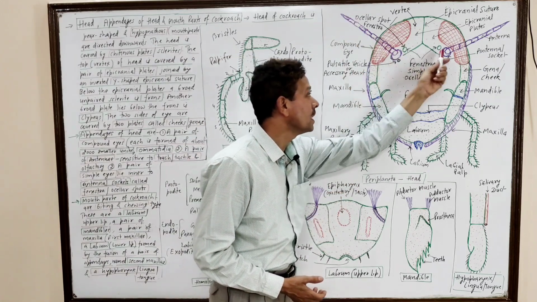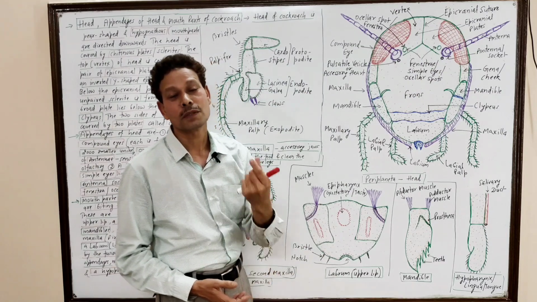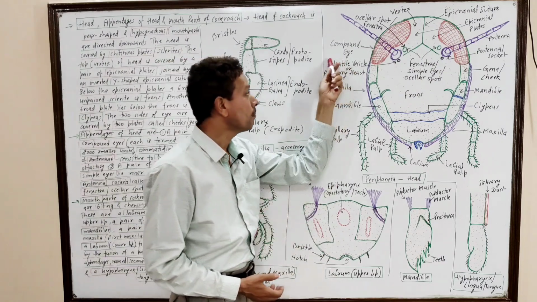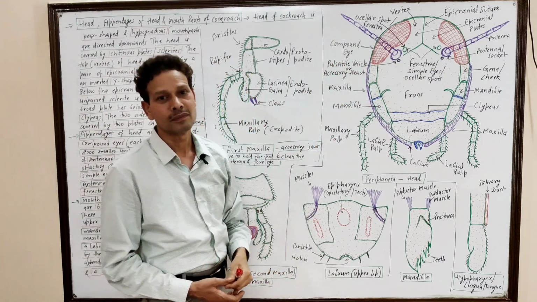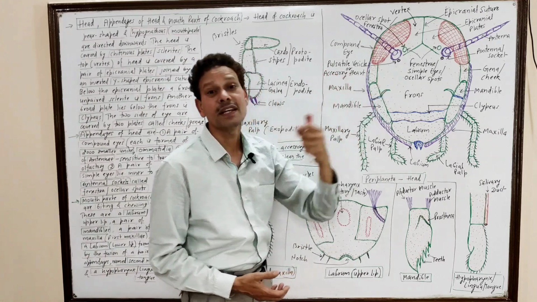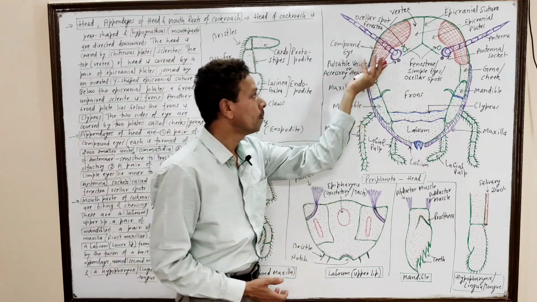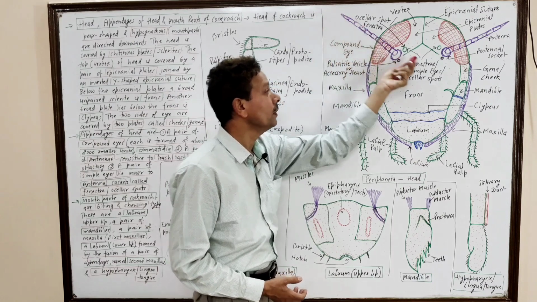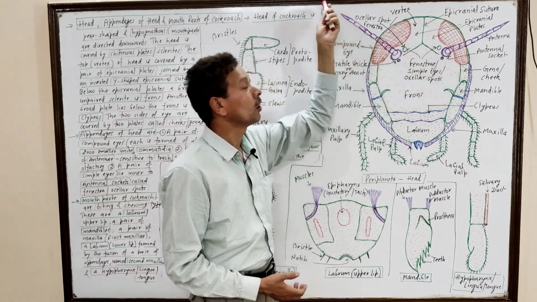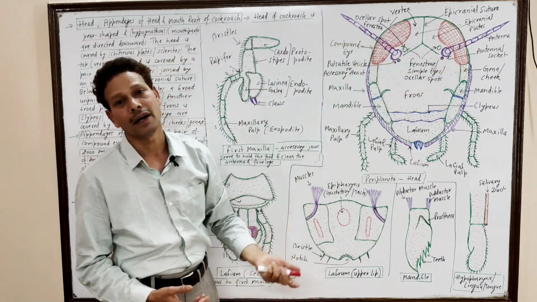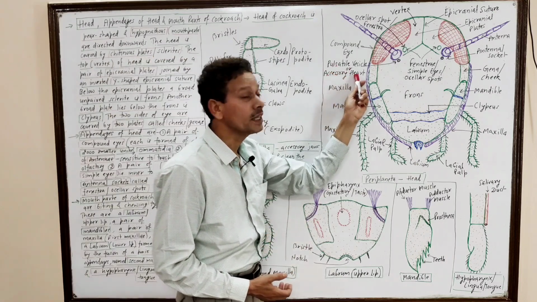Near the base of each antenna, there are small vesicles. These are pulsatile structures which act as accessory hearts to pump the fluid up to the top part of each antenna. These are accessory hearts.